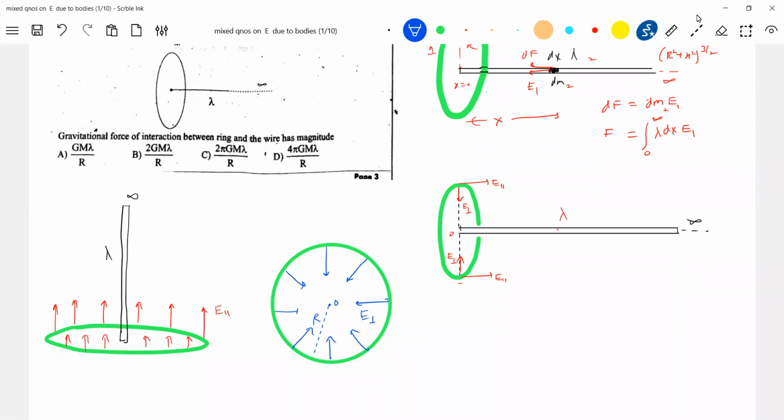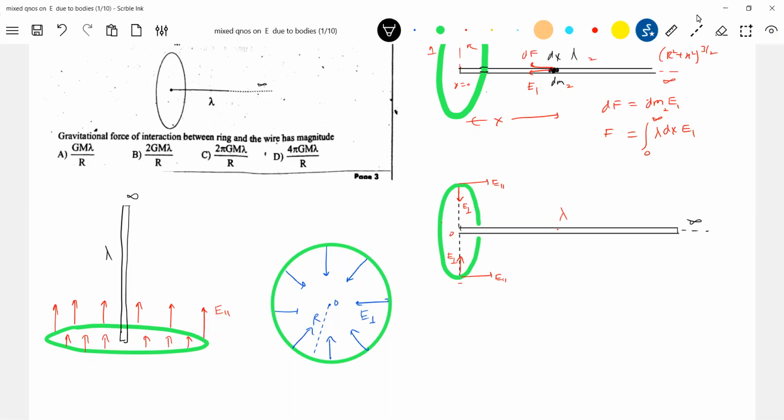What will be the net force on the ring due to E perpendicular? Will be zero, no? You assume this element. This element in what direction will experience force? In this direction. What about this element? Will be in this direction. So what is the net force? Will be zero, no? Like that, due to E perpendicular, the net force acting on the ring will be zero. But E parallel, it will get added up.